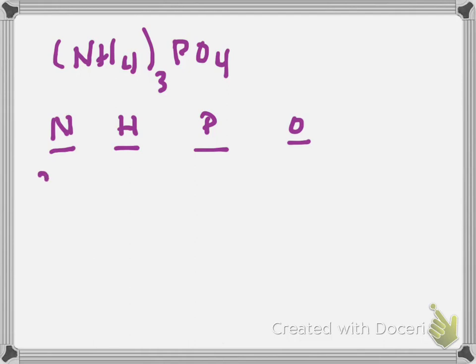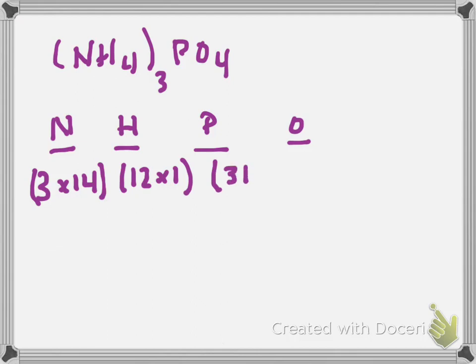That would be 3 times 14 for nitrogen, and then 12 times 1 for hydrogen, and then 31 times 1 for phosphorus, and 16 times 4 for oxygen. You're going to end up adding all those things together.